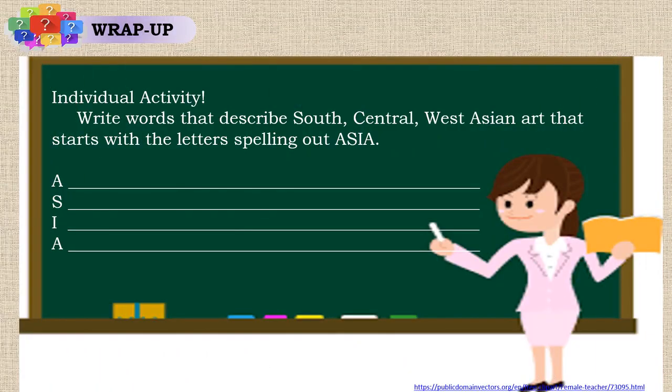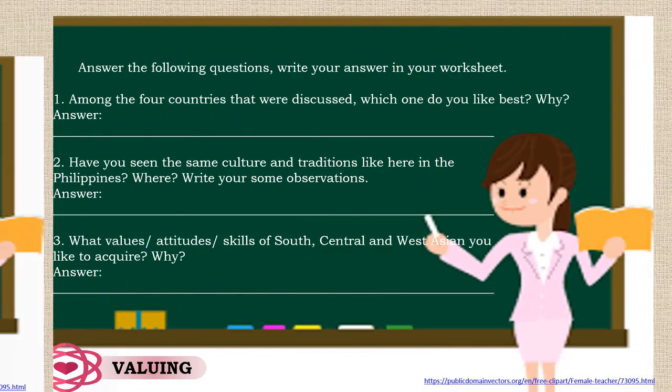Alright, did you understand our lesson today? As our wrap-up about the topic, learner, in your worksheet, write words that describe South, Central, and West Asian art that start with the letters spelling out Asia. Write your answer on your worksheet to be passed on to your art teacher.